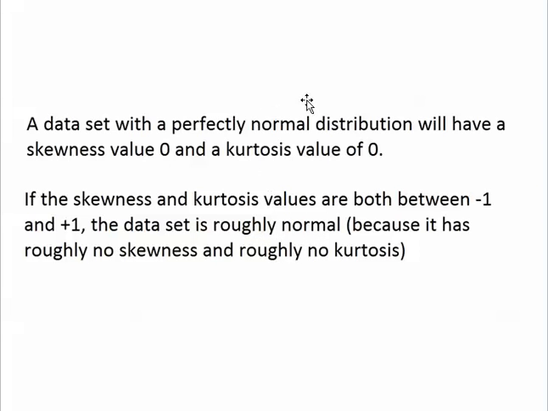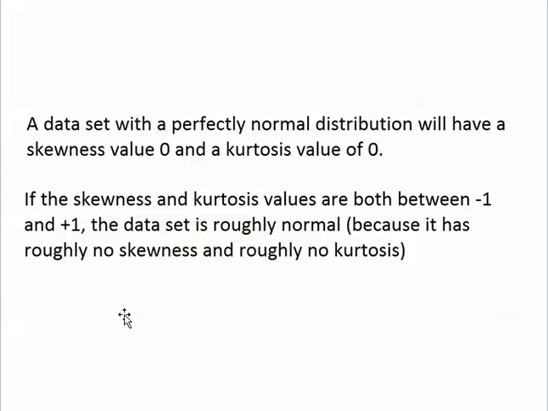If you want to be able to decide whether your data is roughly normal, you can calculate the skewness and kurtosis values and check to see if both values come out between -1 and +1. If they do both come out between -1 and +1, you can then say that your data follows a roughly normal distribution.